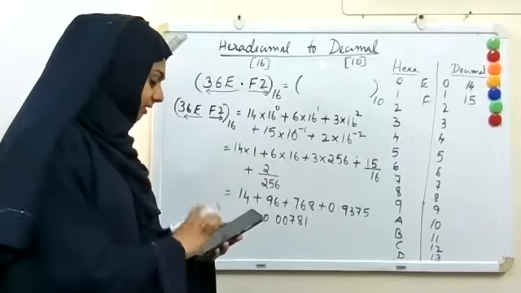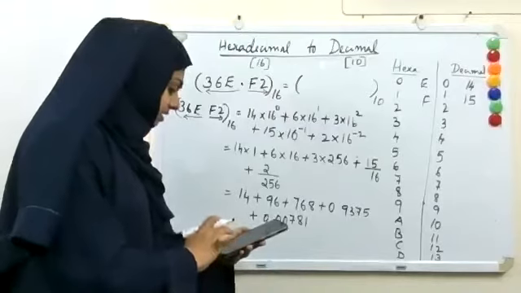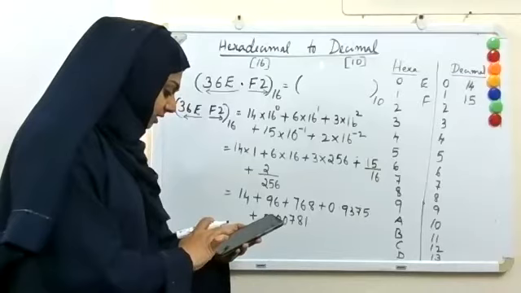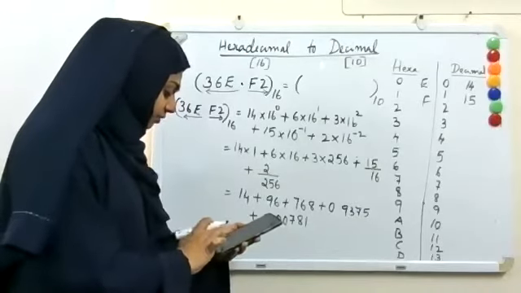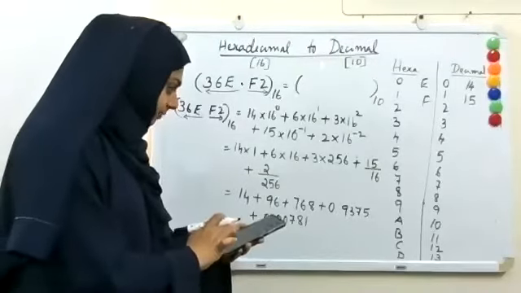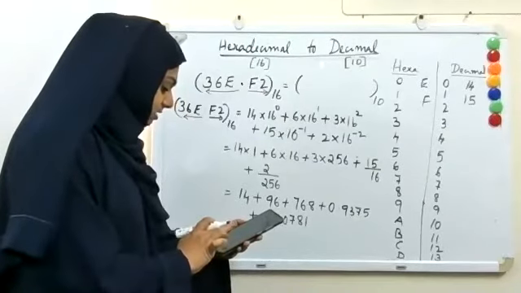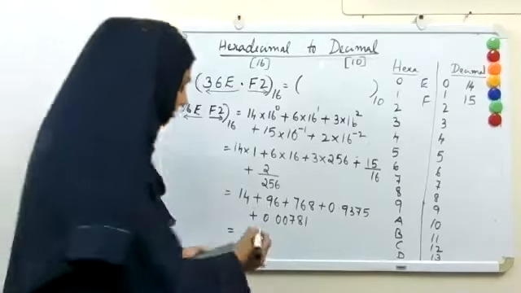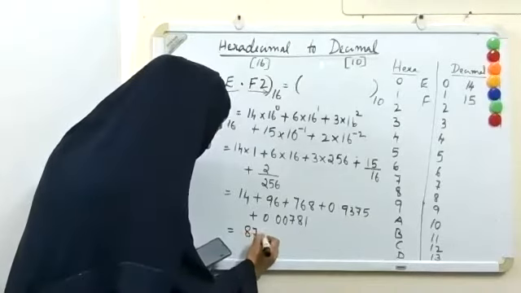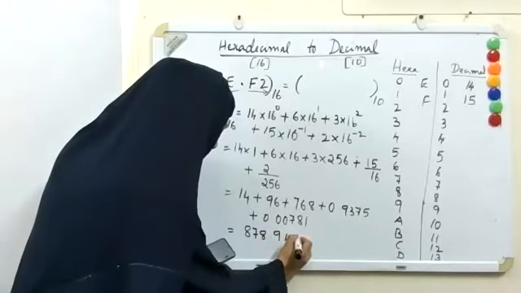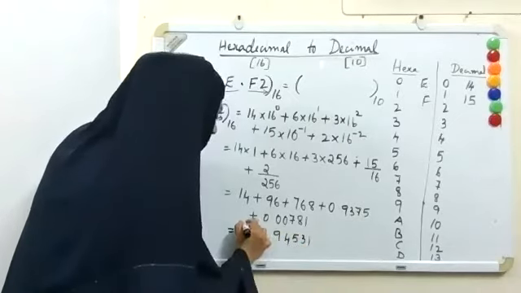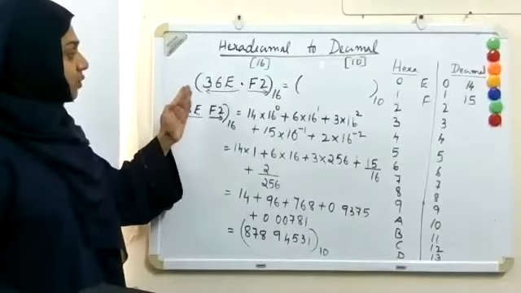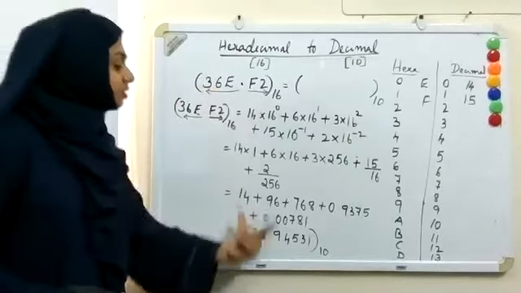So it will give me 14 plus 96 plus 768 plus 0.9375 plus 0.00781 and it is 878.94531 to the base 10. So this is how we convert a hexadecimal number to decimal number.